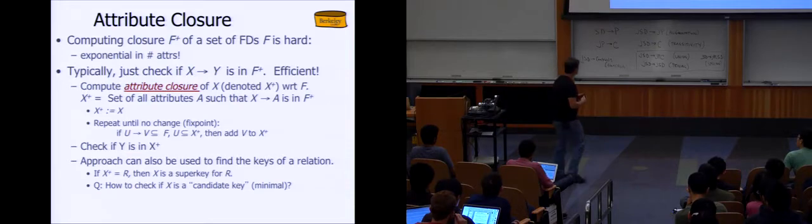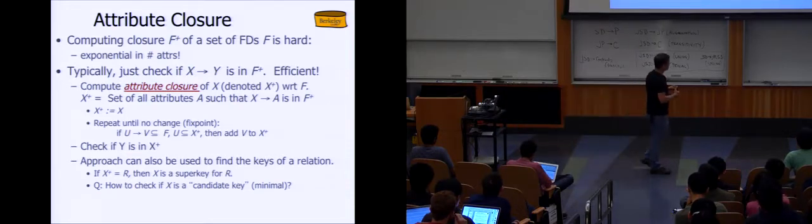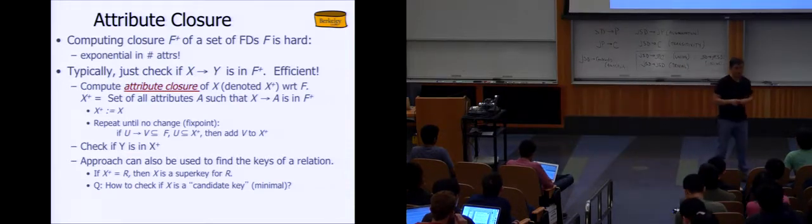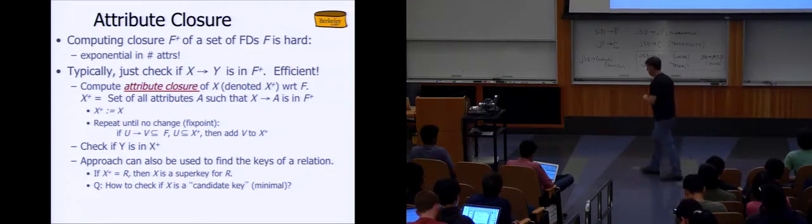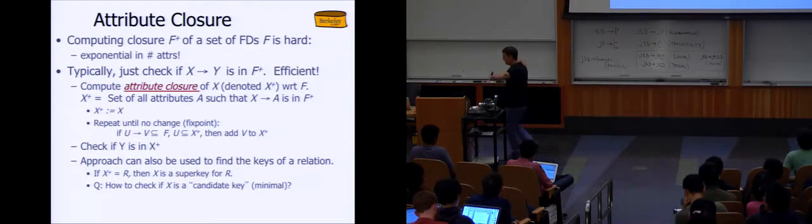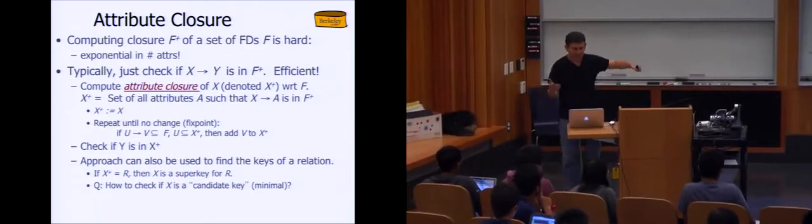Good. And you could do this, obviously, for any set of attributes you wanted to, starting with all of them. So you could start out with, is R a super key of R? And the answer is certainly yes, and then work your way down from there.